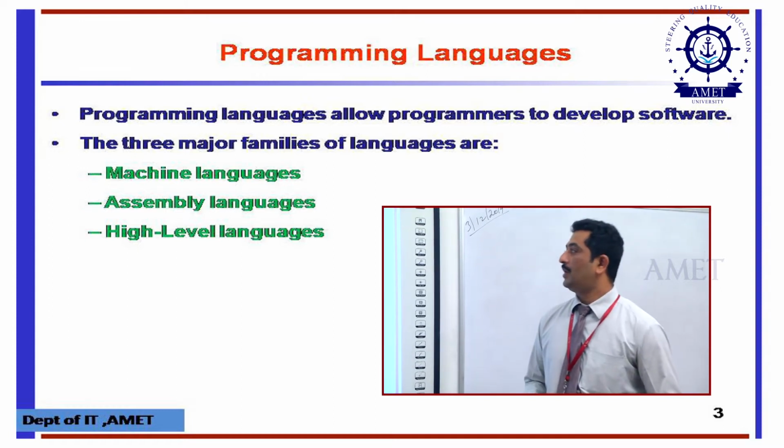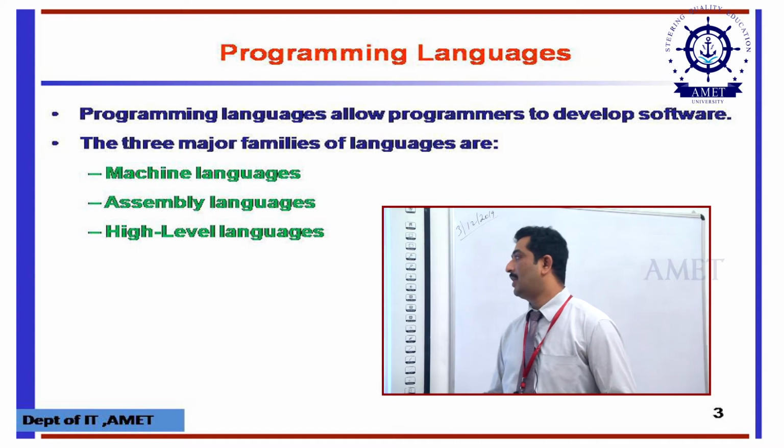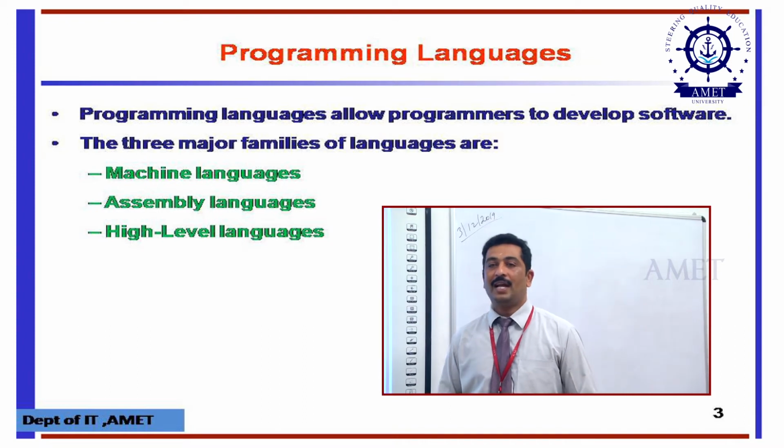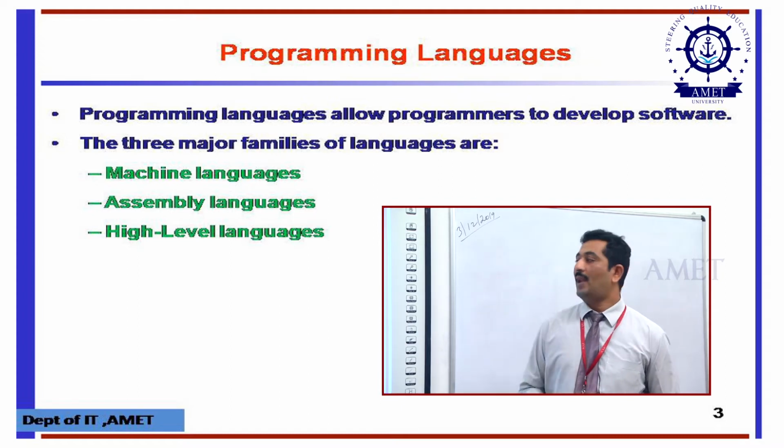Programming languages allow a programmer to develop software. All software is developed using some particular language, which is called a programming language. Programming languages are categorized into 3 main categories: machine level language, assembly level language, and high level language.